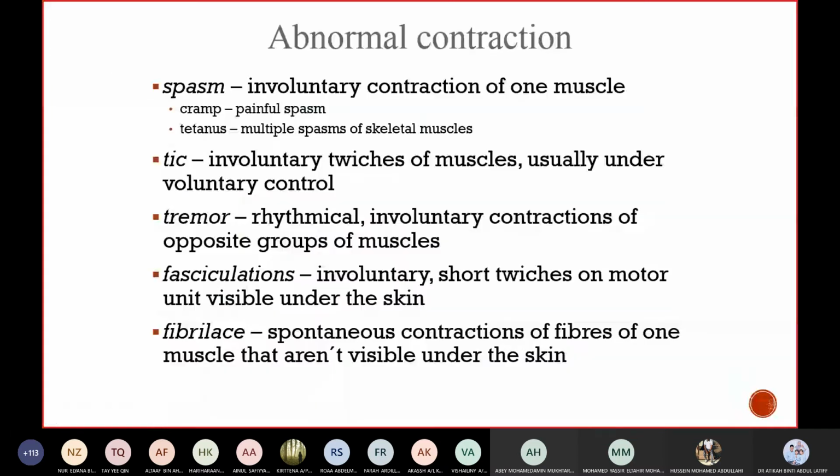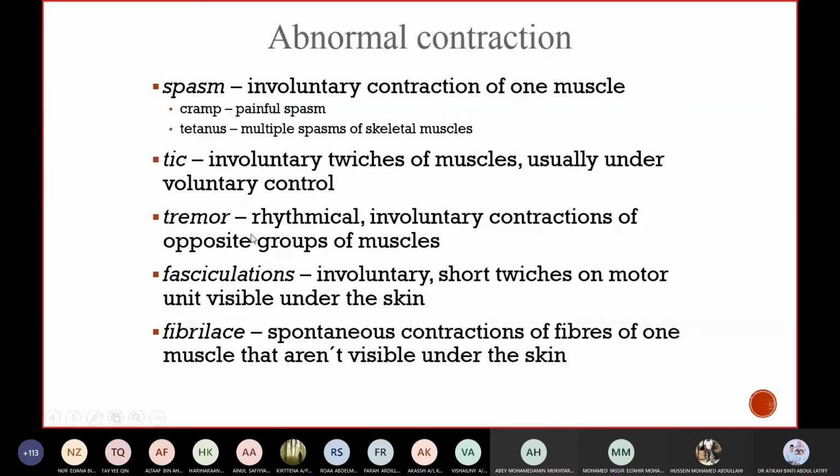You also have abnormal contraction of the muscle if there is some pathology going on sometimes. We can get spasms or involuntary contraction of a muscle. For example, cramps. Cramps are painful spasms. Tetanus is multiple spasms of skeletal muscle. You can get tic as well. Those are involuntary twitches of muscles that are usually under voluntary control, meaning your skeletal muscles. If they get involuntary twitches, you call them tic.